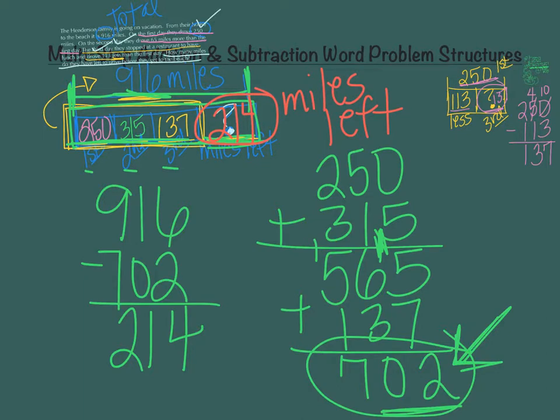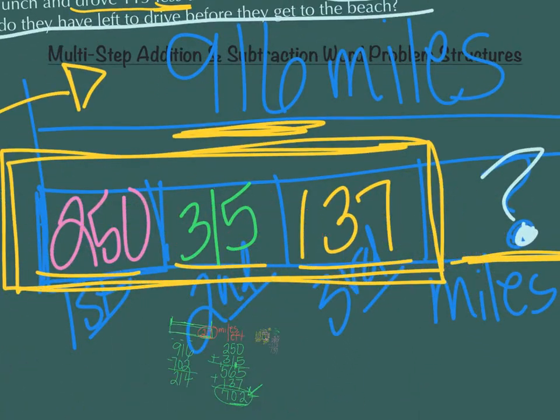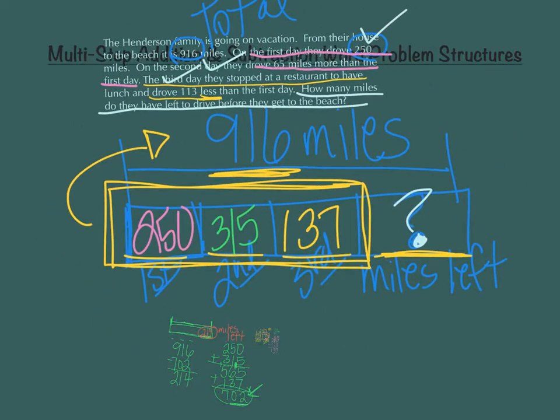Now look at this problem. Talk about multi-step, huh? Yes, let's look at what we did. So first, we had to set up the word problem structure. And we figured out that we needed how many boxes? That's right. We needed 4 boxes, not 3. We needed 4 because we had to have an unknown. If we don't have an unknown, we don't have a word problem. So we had to make sure we set it up. We labeled them correctly, first, second, third, and then miles left. That was our question. There's our unknown. And of course, we put the total of 916 at the top.